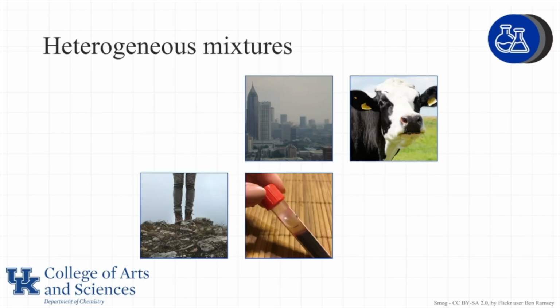For heterogeneous mixtures, smog is one because you'll see different particulate levels at different spots in a city, for example. If you had raw milk from a cow and you let it sit, you'll actually see it divide into the different layers and the different parts of the milk. So that would be a heterogeneous mixture. Dirt, rock, gravel on the ground, also heterogeneous because every time I took a sample, I would get something slightly different. And blood is also a heterogeneous mixture. So if you let blood stand, you'll start to see the different particles and different things in your blood settle into different layers.